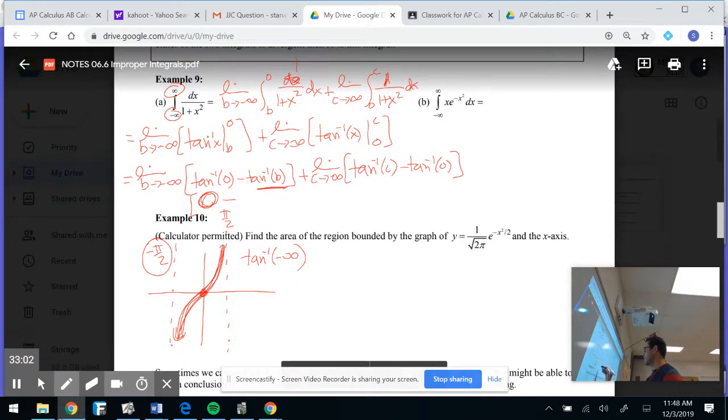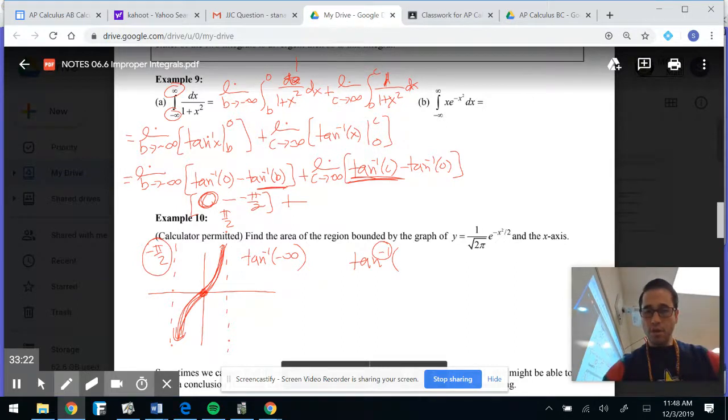So we get 0 minus negative pi over 2. Okay, plus, let's look at that. That's a c there. So that's tangent inverse. Remember, inverse means your answer is an angle. So when does tangent equal infinity? Let's look at our graph right there. If we know our graph, tangent equals infinity at pi over 2.